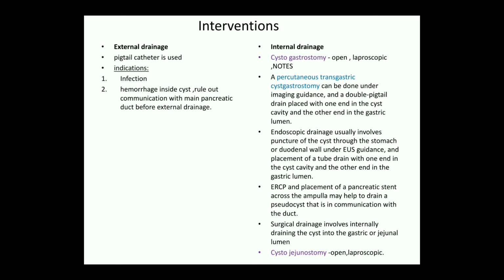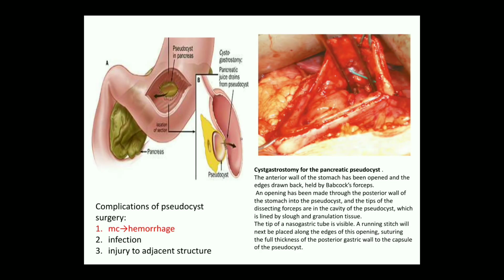Endoscopic drainage usually involves puncture of the cyst through the stomach or duodenal wall under endoscopic ultrasound guidance, and placement of a tube drain with one end in the cyst cavity and the other end in the gastric lumen. ERCP and placement of a pancreatic stent across the ampulla may help to drain a pseudocyst that is in communication with the duct. Surgical drainage involves internally draining the cyst in the gastric or jejunal lumen. Internal drainage can be either cystogastrostomy, done open, laparoscopic or by the NOTES procedure, or cystojejunostomy, which can be done open or laparoscopically.